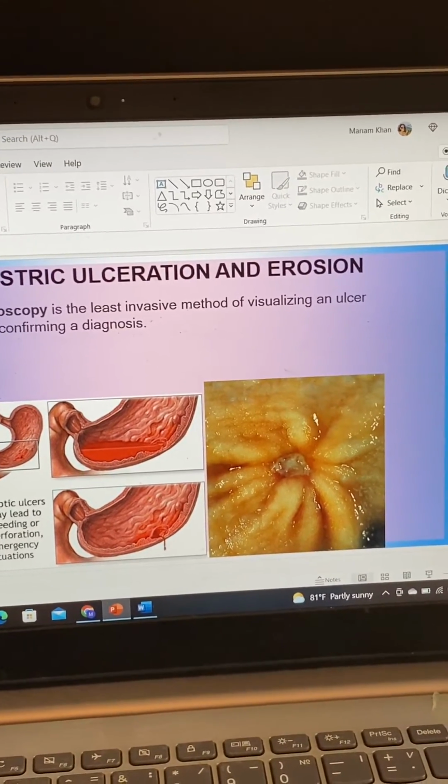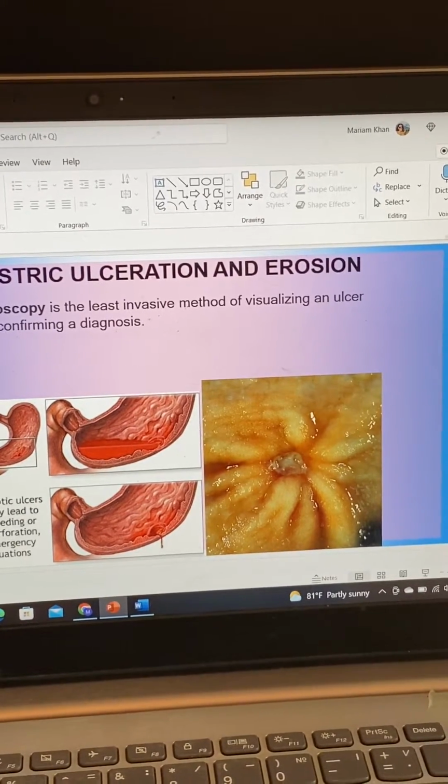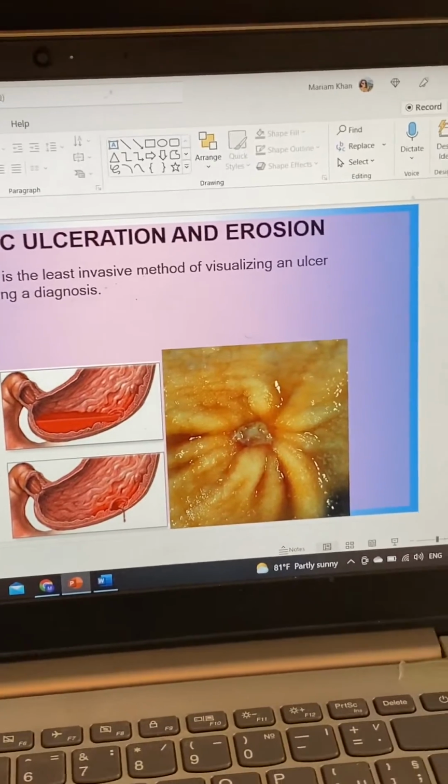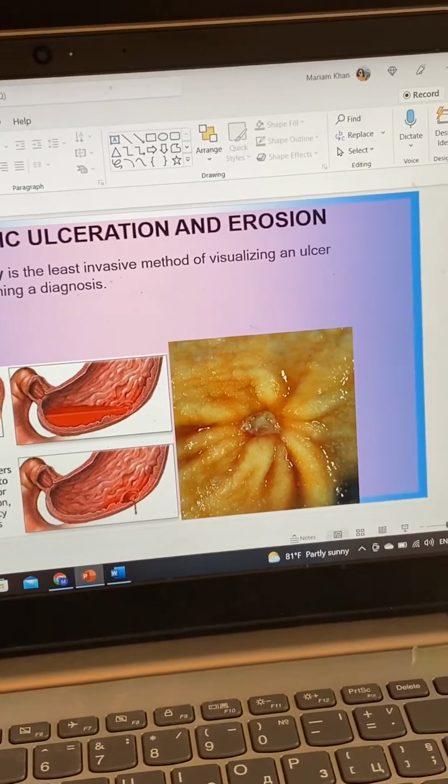So, okay, what drugs can also cause ulcers? There are NSAIDs and dexamethasone, and there are diseases that can lead to this, like hepatic failure and shock.